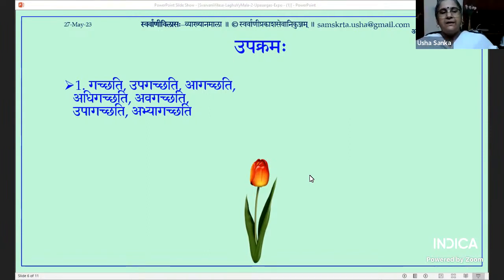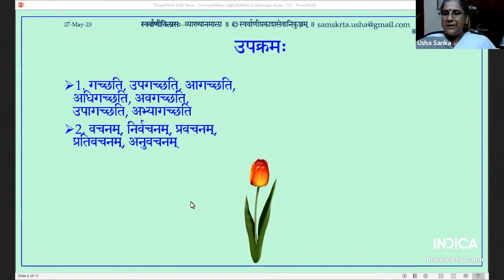Very good. So we see that there is one gacchati that is common in all these words. Okay, let us keep it aside. Let us observe some more words. Let me read them for you. Vachanam, nirvachanam, pravachanam, prativachanam, anuvachanam. So we see that there is one common aspect, vachanam, along with nir, pra, prati, anu. Do you observe that? Okay, let us see what is there in the above words in the same way.